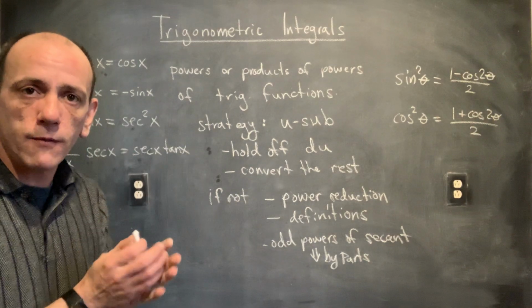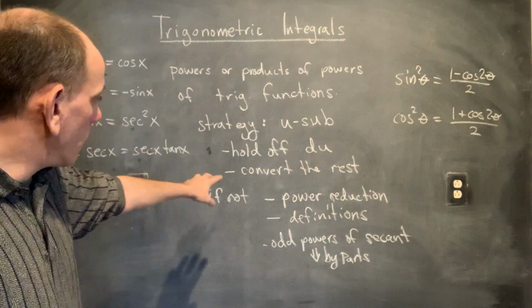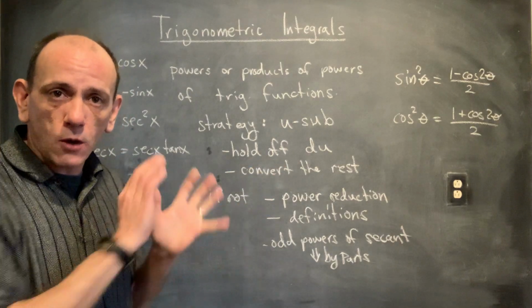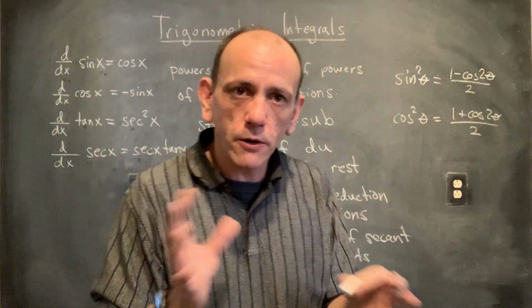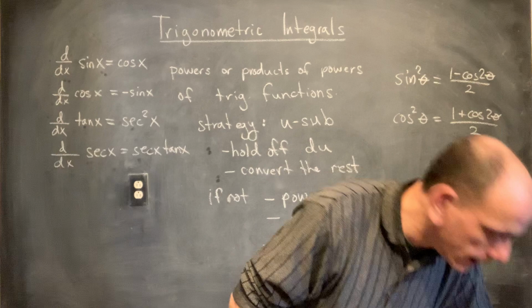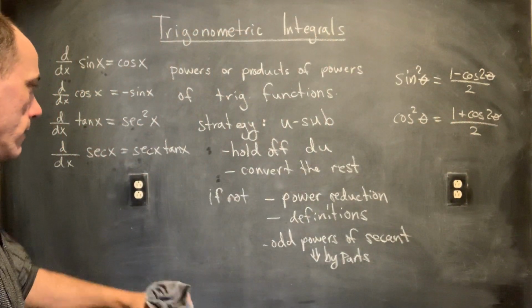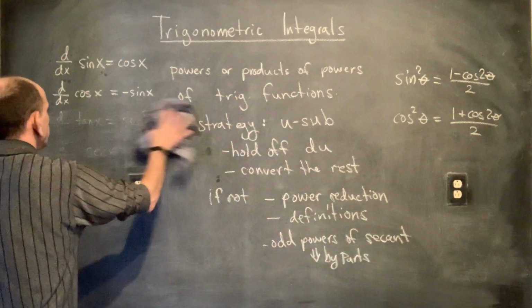Those are the primary ones that we'll be using. We've got to keep those derivatives in the back of our mind in order to hold off our du's, in order to know what to hold off for later. So that's just a reminder of some of the basic rules that are hanging around in the background that we might need to rely on: power reduction and some of our basic derivative rules. Okay, so let's look at some examples.